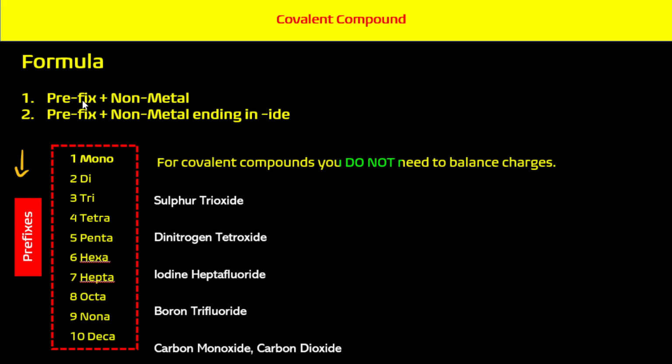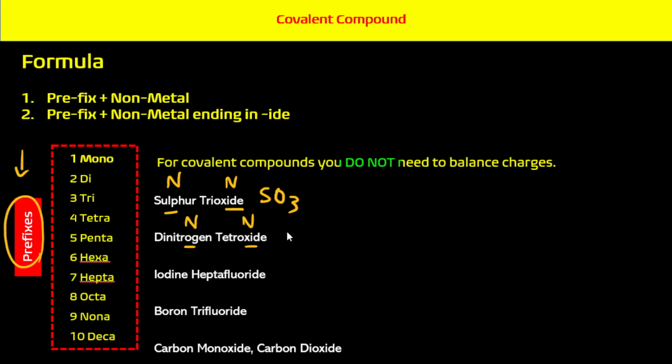So we're going to add one prefix before the non-metal and another non-metal, which will end with IDE. Now, if it is sulfur trioxide, it is simply SO3. I'm not doing anything. I'm just writing the name as I see it because it is a covalent compound. Sulfur is a non-metal. Oxide is a non-metal. Nitrogen is a non-metal. Oxygen is a non-metal. Okay? So we don't need to balance the charges. We only need to write the prefixes.